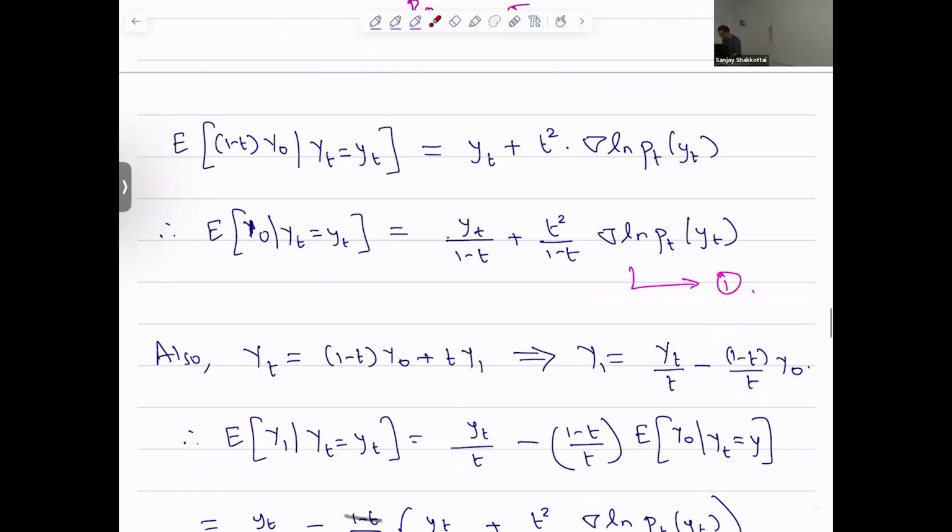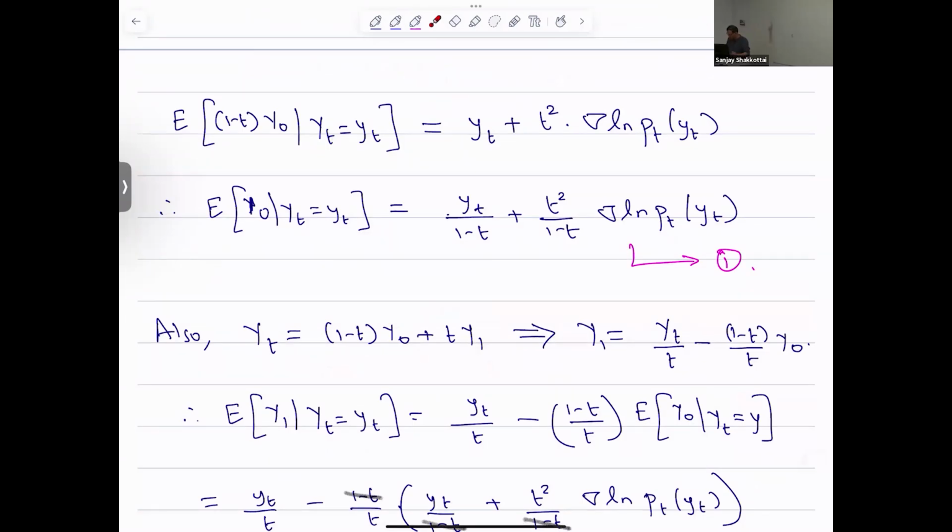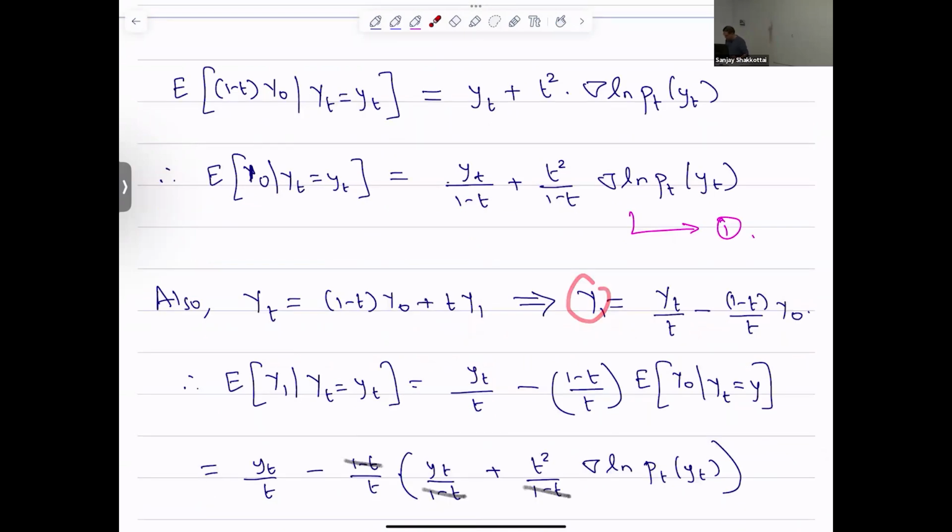Simple? Now, also we know sample-wise that yt is (1 minus t) y0 plus t y1. Therefore, y1, taking this to the other side, is yt over t minus (1 minus t) over t times y0. Therefore, I can take conditional expectations on both sides. The expected value of yt given yt is yt, so it just pops out, because that's under the conditioning. This is E of y0 given yt is little yt.